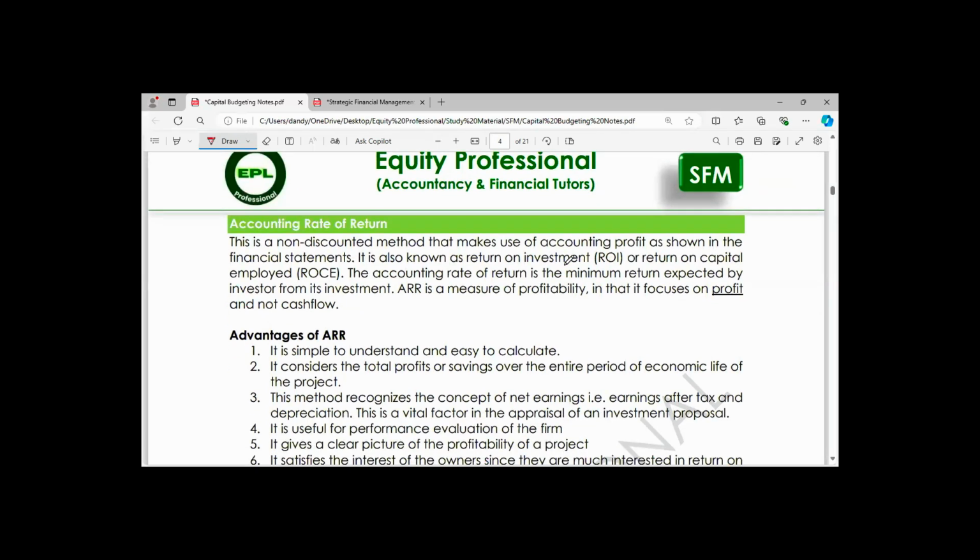Then let's talk about accounting rate of return.